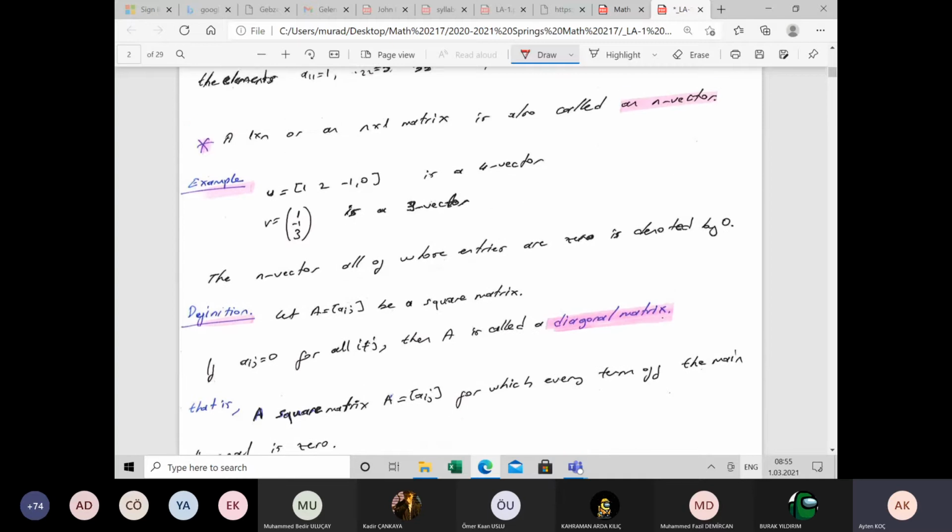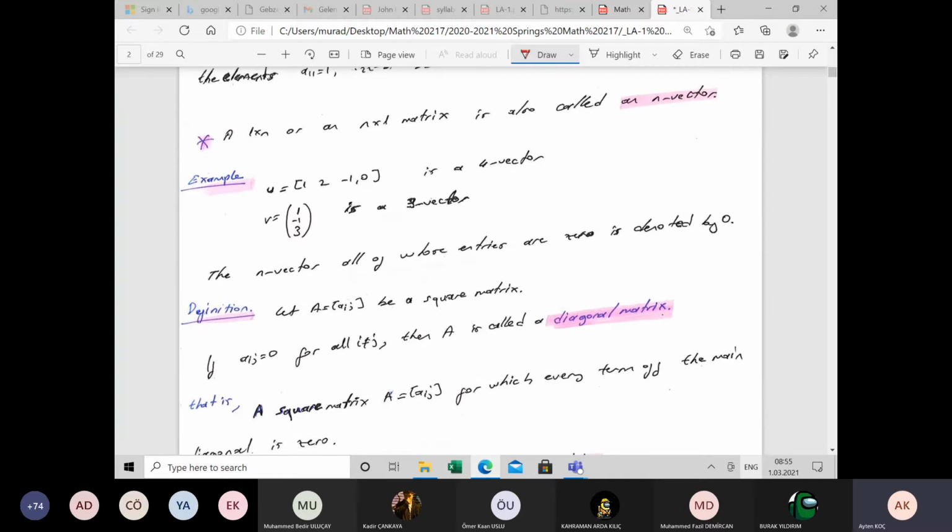Let's now give the definition of the diagonal matrix. What's the diagonal matrix? Take a matrix A. First of all, it should be a square matrix, and we assume that this matrix is a square matrix, which means the number of rows is equal to the number of columns. Is it okay?